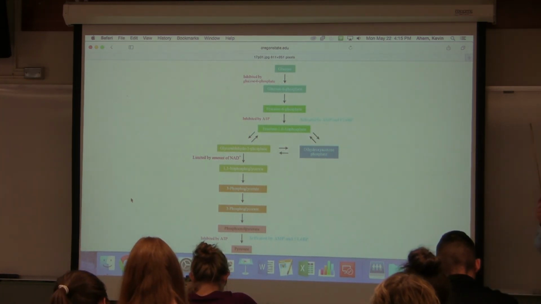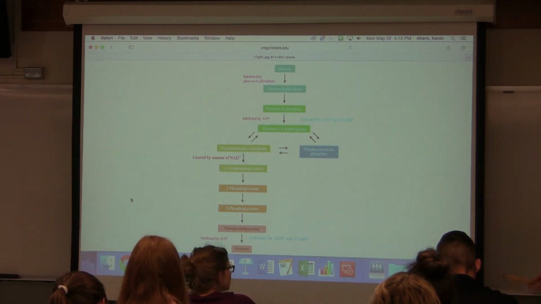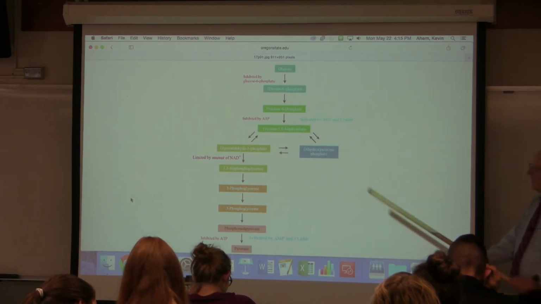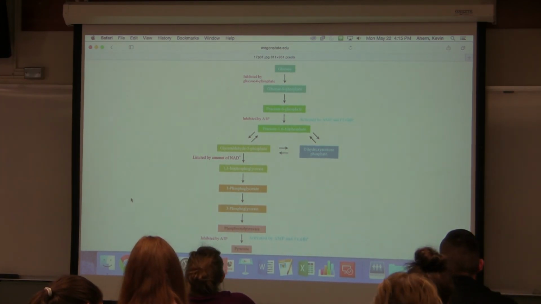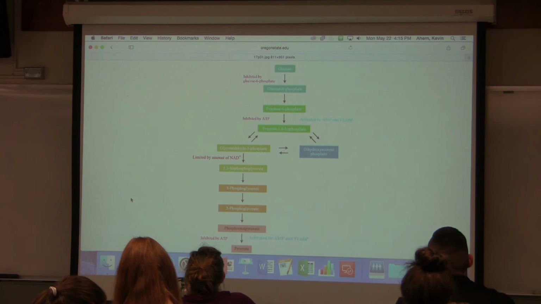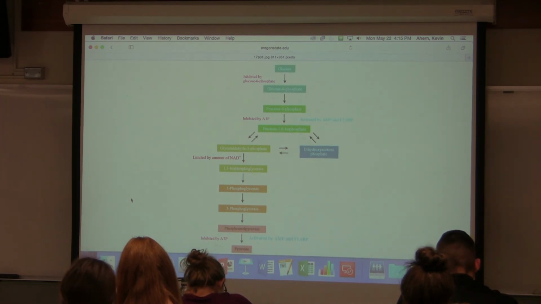When do we want to run glycolysis? We want to run glycolysis when the cell has no energy. And guess what? AMP is a measure of no energy. AMP concentrations go up when cells run out of energy.